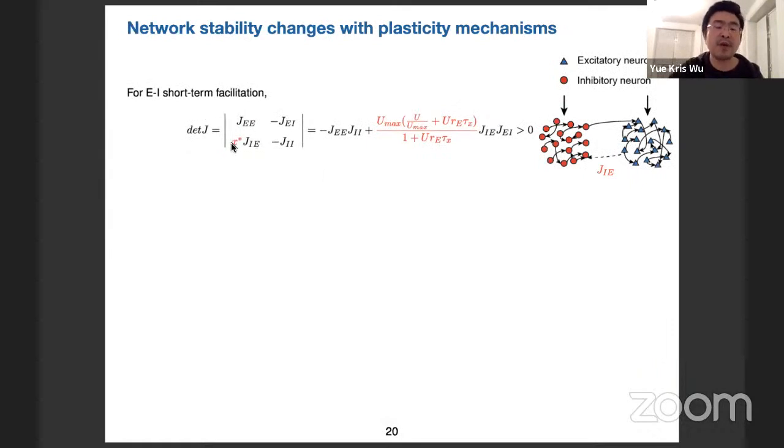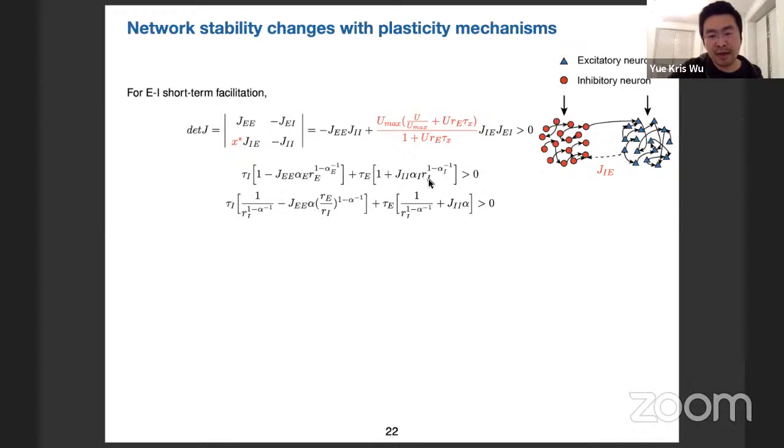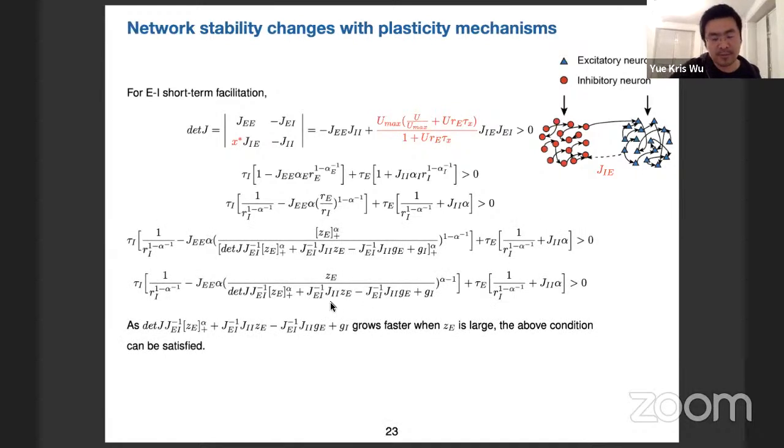For E to I short-term facilitation, we have another factor which is multiplied with JIE. Similar to before, but here this value increases. So if this one increases, the first condition can be satisfied. The second condition is less obvious because it doesn't include any JIE term. But we can rewrite the condition a little bit by dividing by this term. And if we replace the firing rate by the current, we get an equation like this. Since alpha is larger than 1, the numerator grows faster than the denominator. Therefore, this term will eventually decay, and the second condition is satisfied.